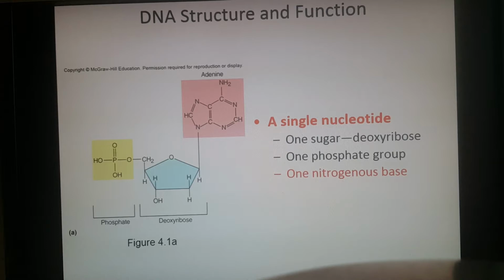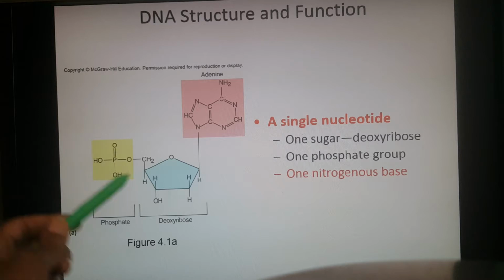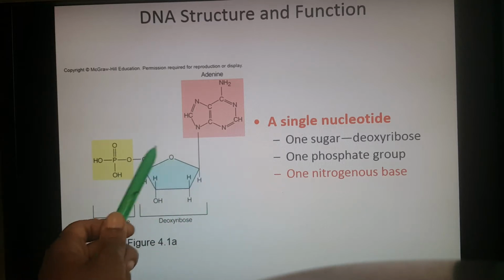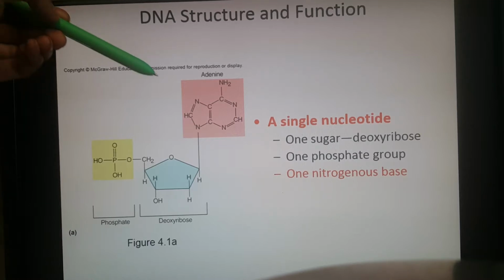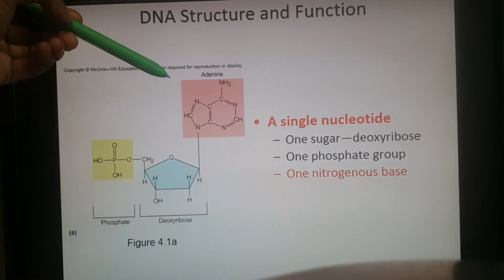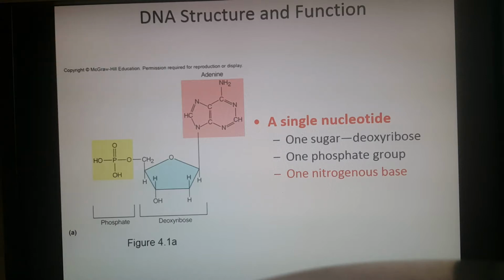Okay, so here's the structure of it. We have phosphate group on this side. Here in the blue is our sugar, so we're looking at a DNA nucleotide because it's deoxyribose sugar. In our RNA molecules, the sugar is a different one. It's called ribose sugar. So that's where we get the R for RNA. And then here's the part that makes our nucleotides different, which is our nitrogenous base.